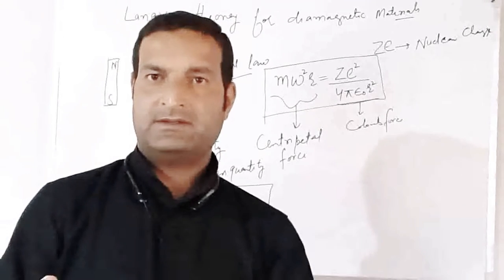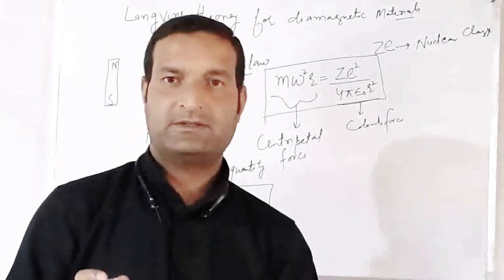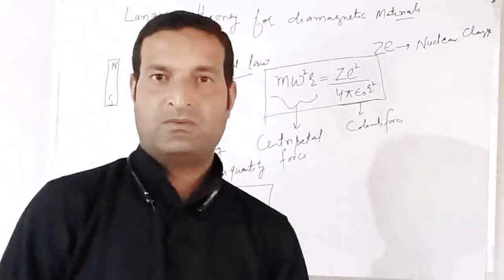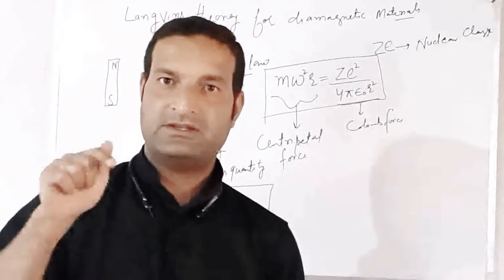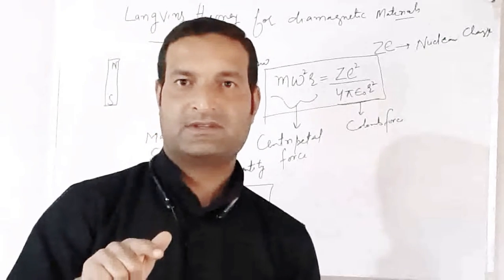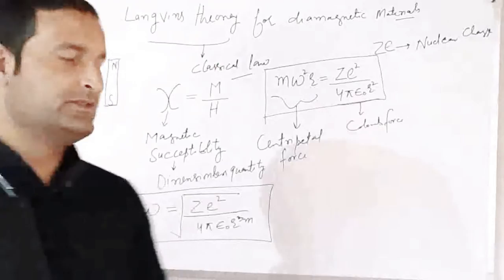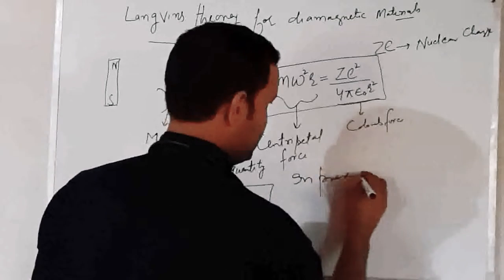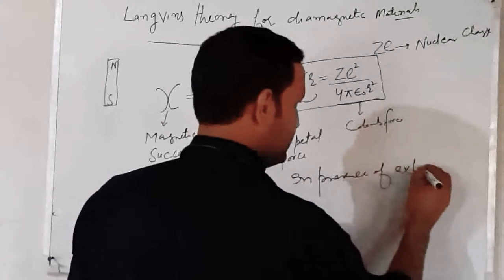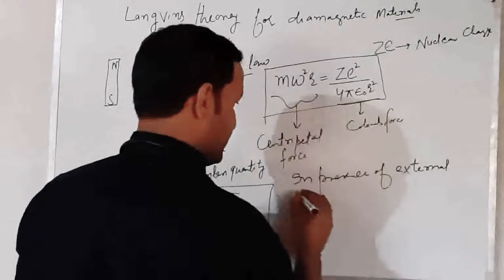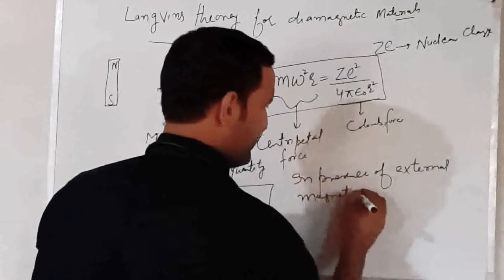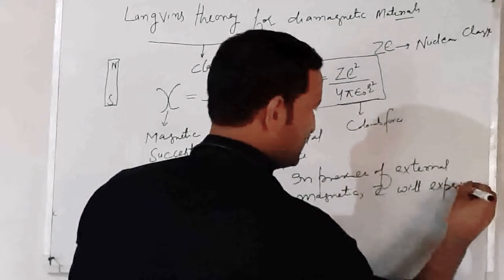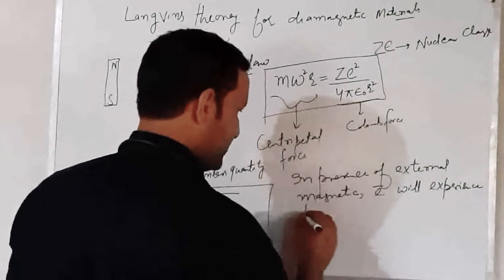When we apply a magnetic field to diamagnetic materials, there is another force acting upon an electron. That force is called the Lorentz force. In the presence of an external magnetic field, the electron will experience the Lorentz force.